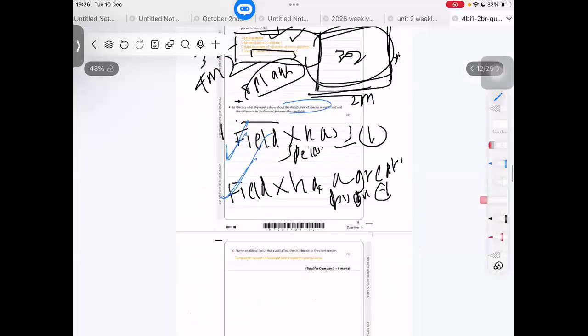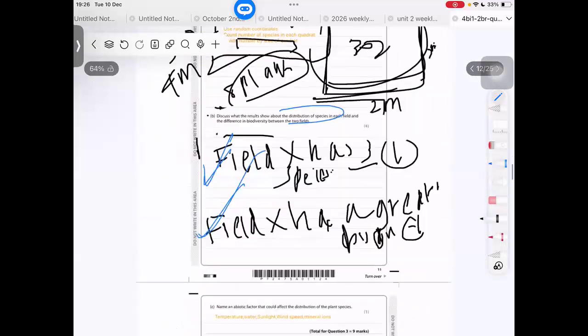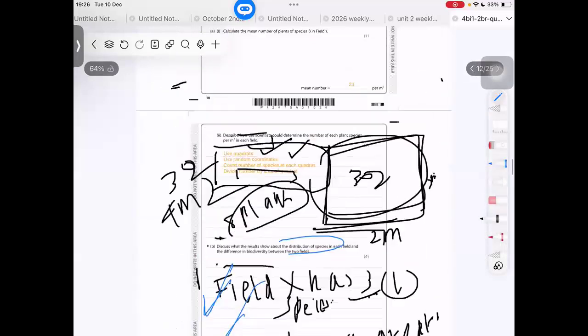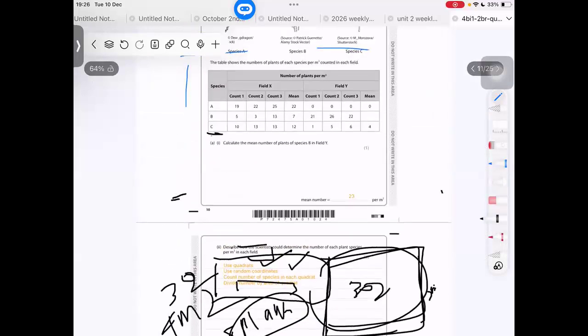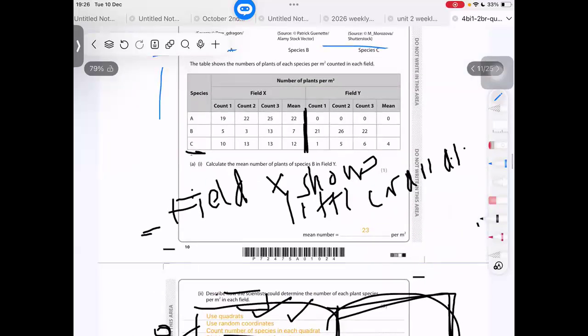So I'll tell you what the final answer is. If you have any doubts, let me know. This is the final answer: 1 point for this, 1 point for this, and it's better to write that field X shows little variation in numbers. Why is that? Because these numbers are closer to each other.